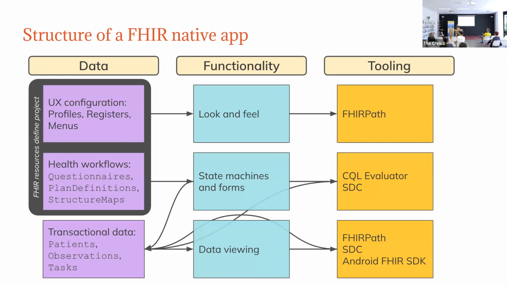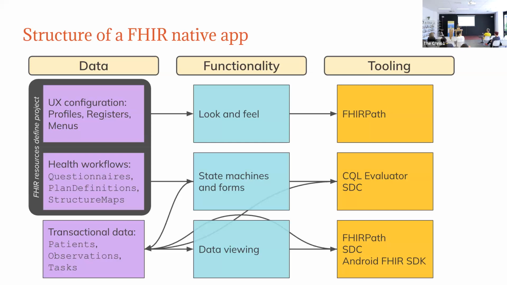How would a panel of a specific list of patients look? How would it be sorted? What are the queries that define those patients? And we use FHIRPath in those queries for both the registers and the profile views. We also have a set of healthcare workflows: questionnaires, PlanDefinitions, StructureMaps. So these two things get bundled up for a project and effectively define the mobile application.